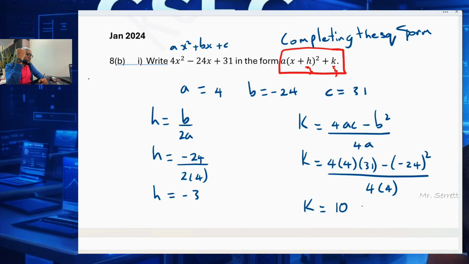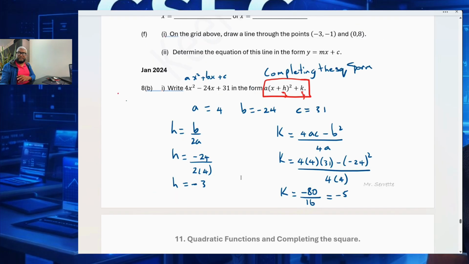That is k. So the question wasn't to find h and find k alone. It was to write a quadratic in completing the square form, right? This is what we did last week. You good here? So we found the value of h. We found the value of k. As I was saying before, the question did not ask us to find h and k. It gave us a quadratic. They want us to write this quadratic in completing the square form.